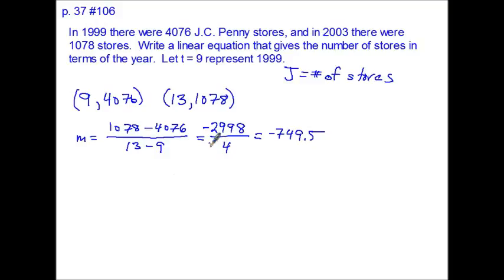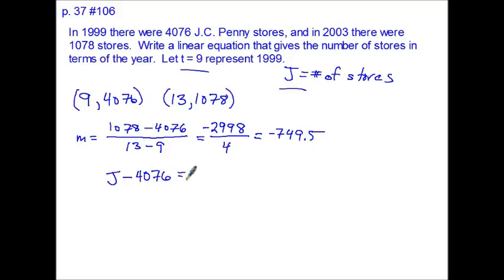But anyway, moving from there, now we're not going to use y minus y1 equals m times x minus x1 because we've got different letters. We're looking at j versus t. If you look at what's going on, the t is like our x, and the j, the number of stores, is our y. So realistically here, I'm going to do j minus one of the j's, or one of the y's, depending on what you want to say here. But I'm going to go with the 4076 for no better reason other than it's first.